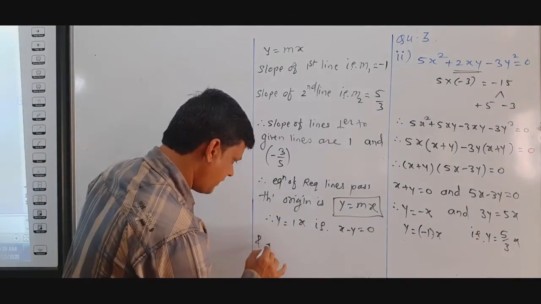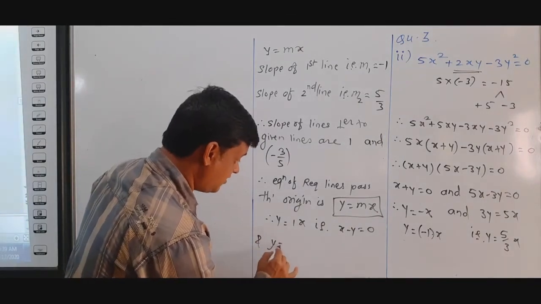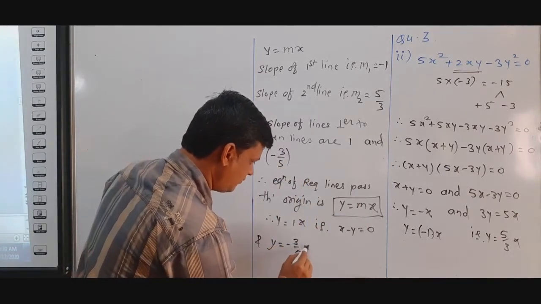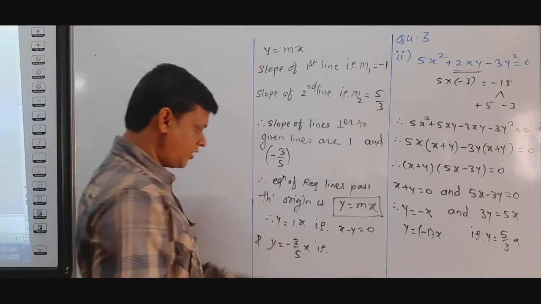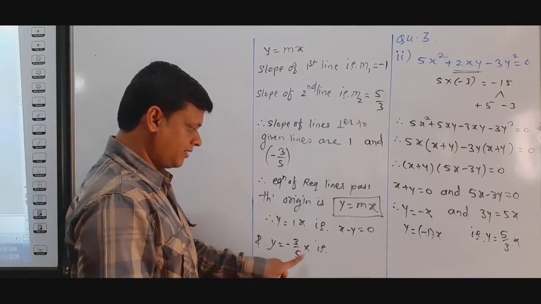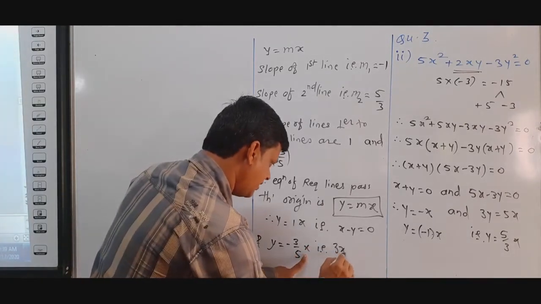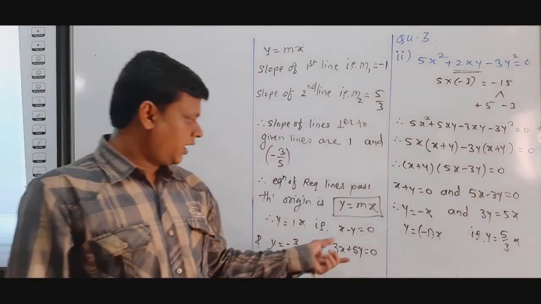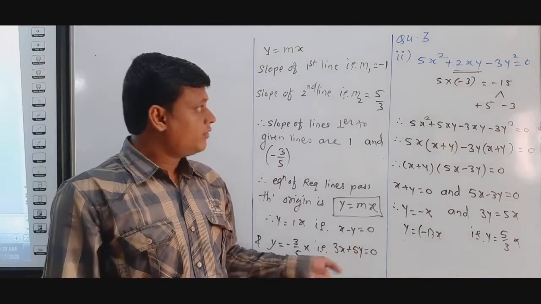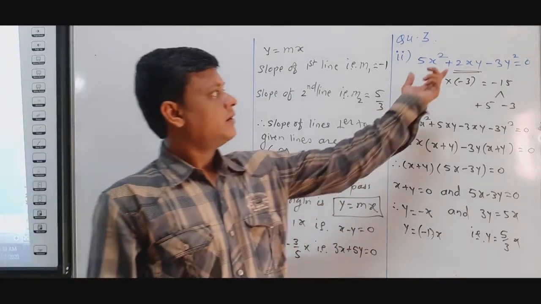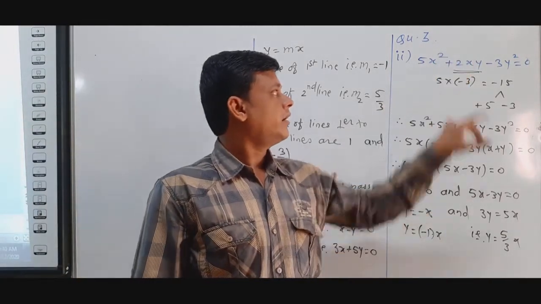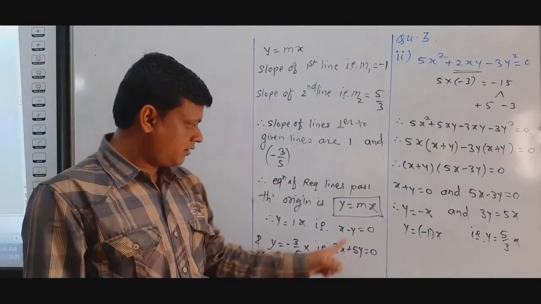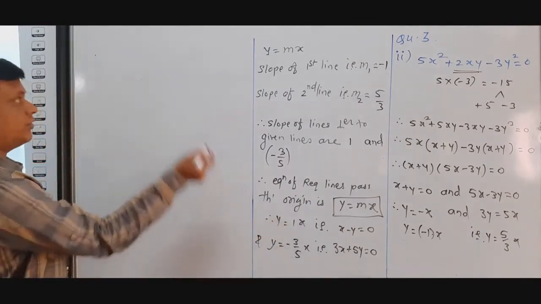And y is equals to, in place of m we substitute minus 3 by 5. That is, after cross multiplying we get 5y equals to minus 3x. So we write here 3x plus 5y equals to 0. This is equation of lines which are perpendicular to the lines containing these combined equations. So we find the joint equation from these two equations.